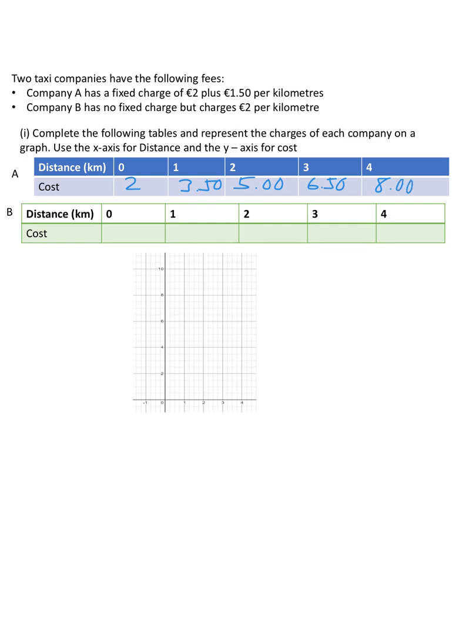For B then, that's no fixed charge, but charges €2 per kilometre. So the cost initially is just going to be 0. So for 1 kilometre, that'll be 2, then 4, 6, and 8.